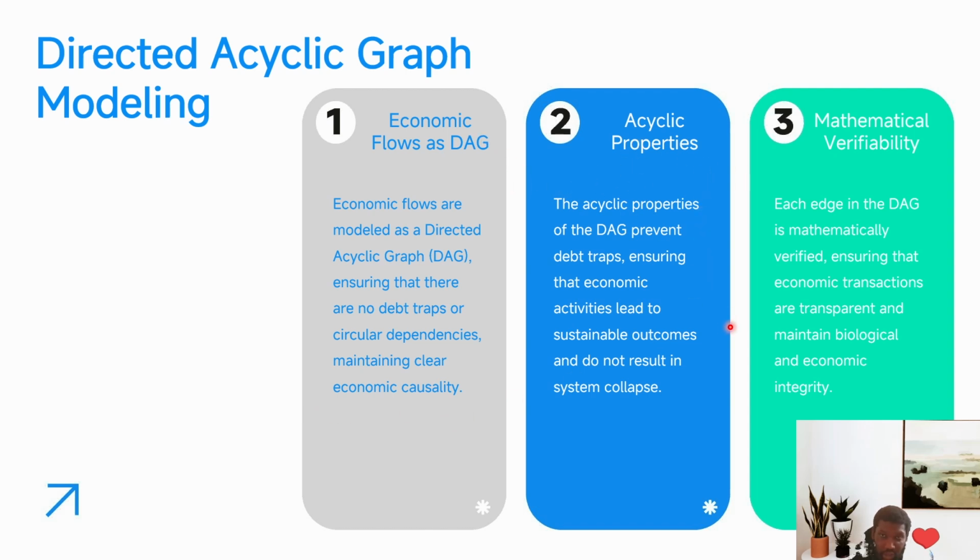A cyclical property of a DAG is no debt trap, ensuring that commitments do not lead to and do not result in each edge of the graph.